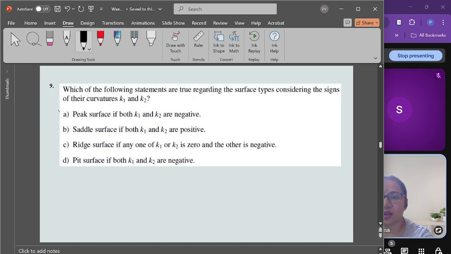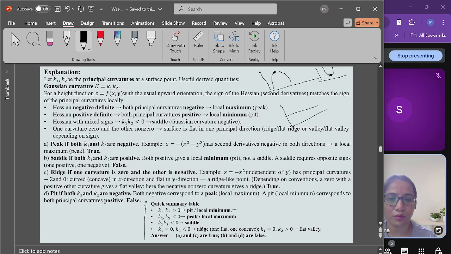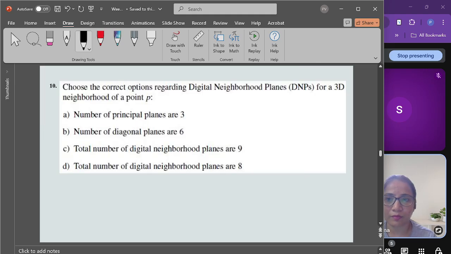Options A and C are true, options B and D are false. They have asked about the true statements, so options A and C are the true ones. I hope you have understood this question.